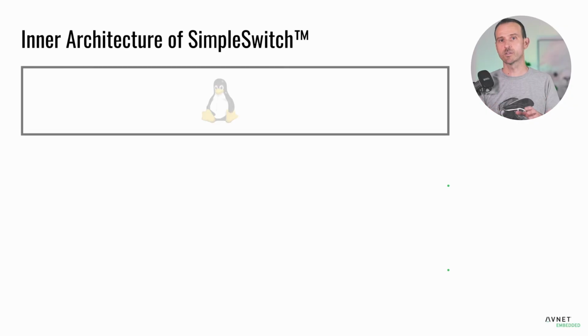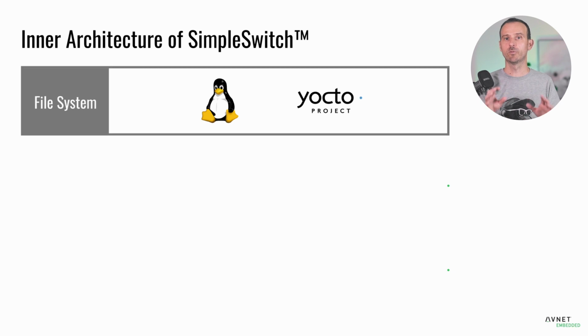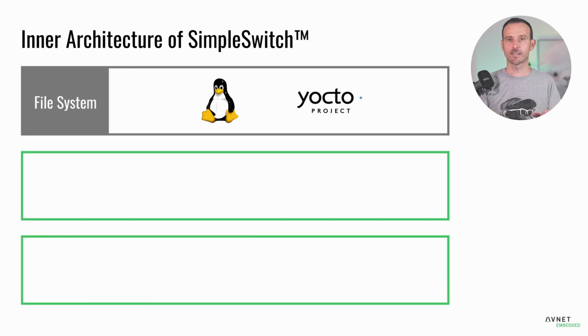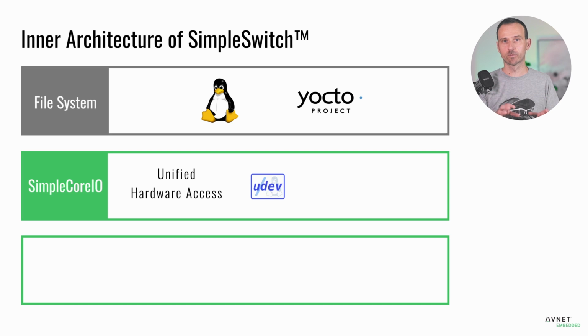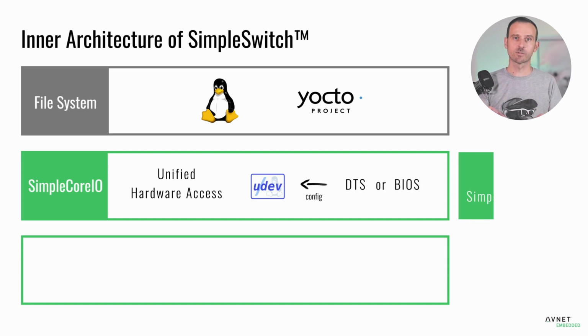If we look into the inner architecture of a SimpleSwitch base image, we will find a standard Linux file system built with Yocto and two specific software stacks that enable the magic behind SimpleSwitch. The first software stack is the hardware abstraction layer called SimpleCore.io. It gives you a unified way to access the hardware based on a set of udev rules configured either through the DTS or the BIOS. This hardware abstraction layer is 30% of the reason why you write once and deploy anywhere.